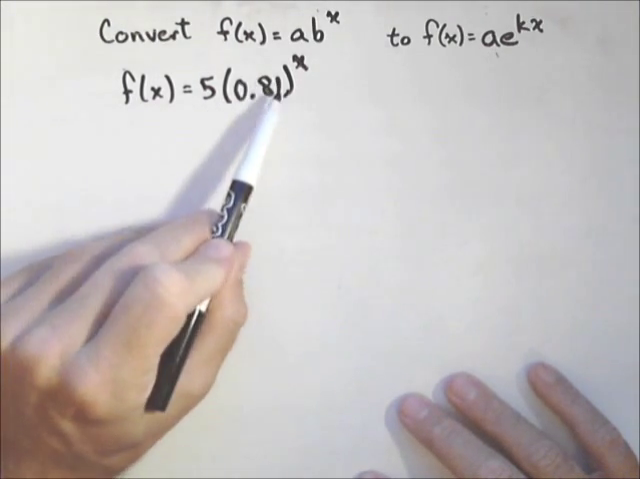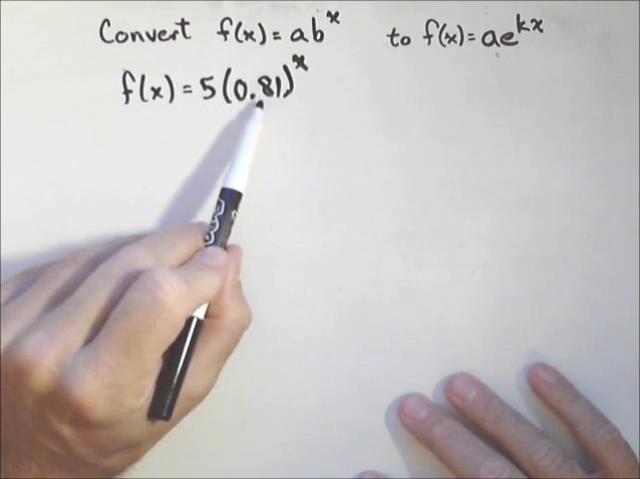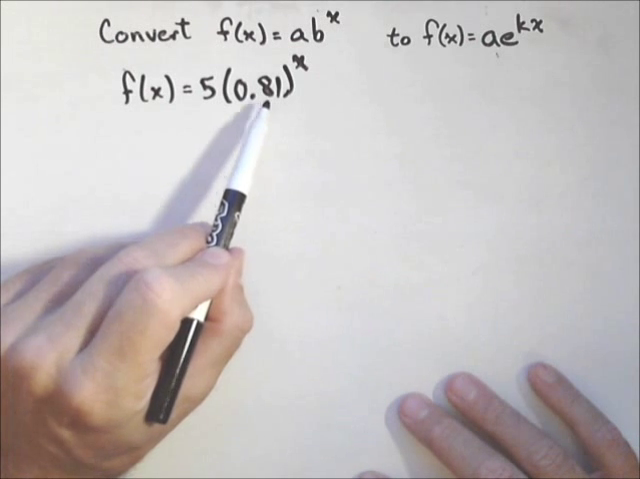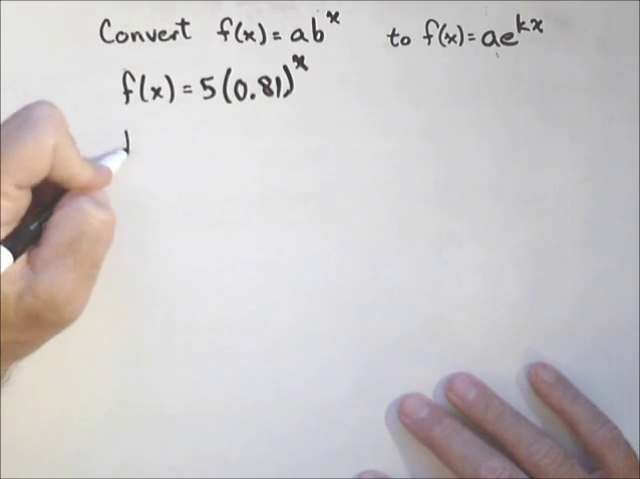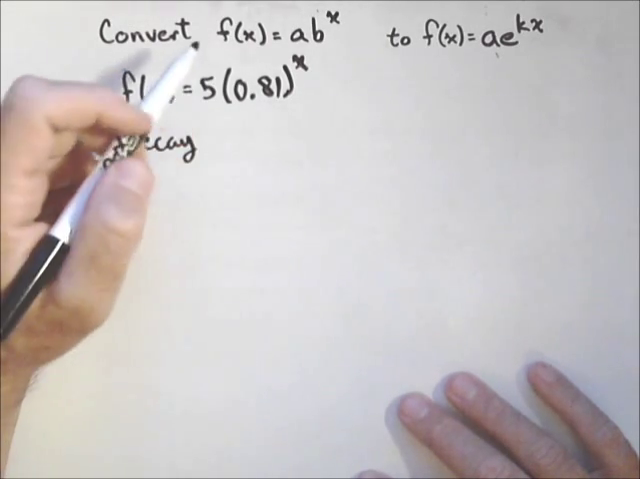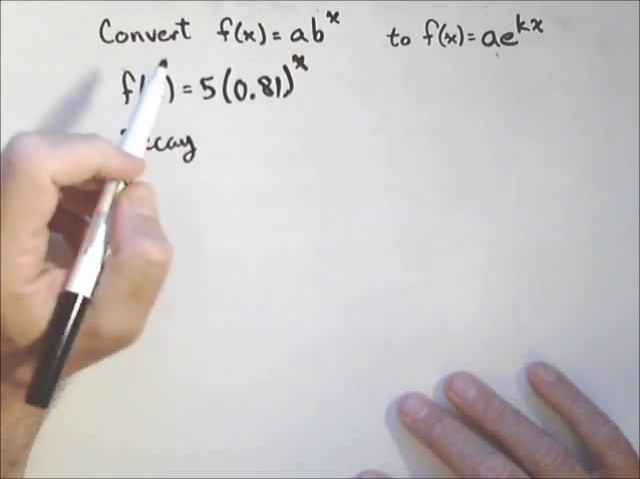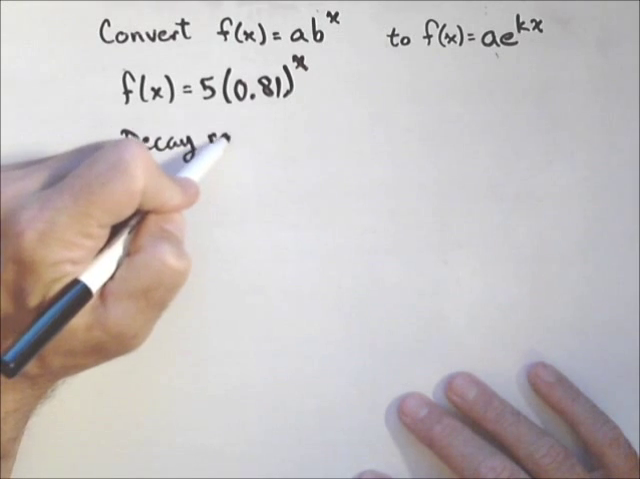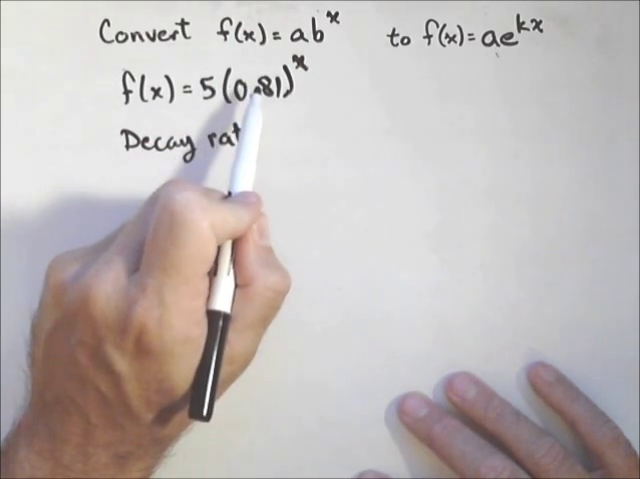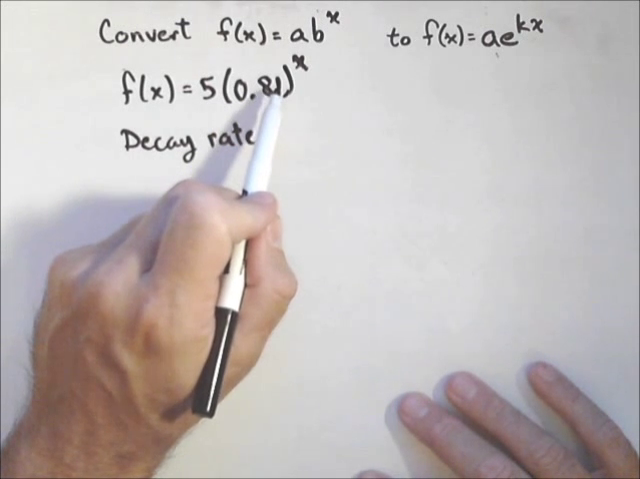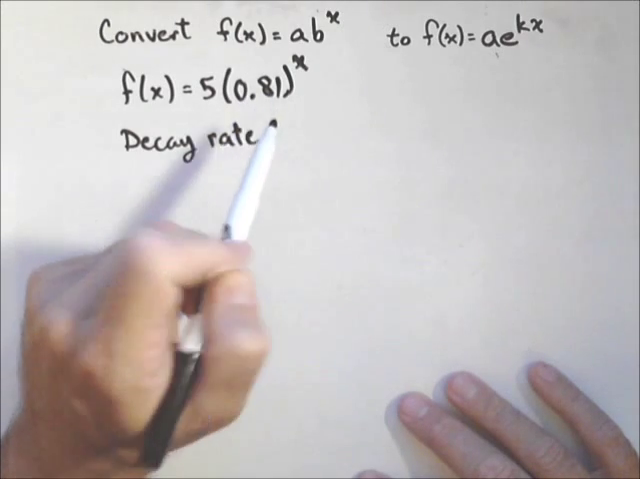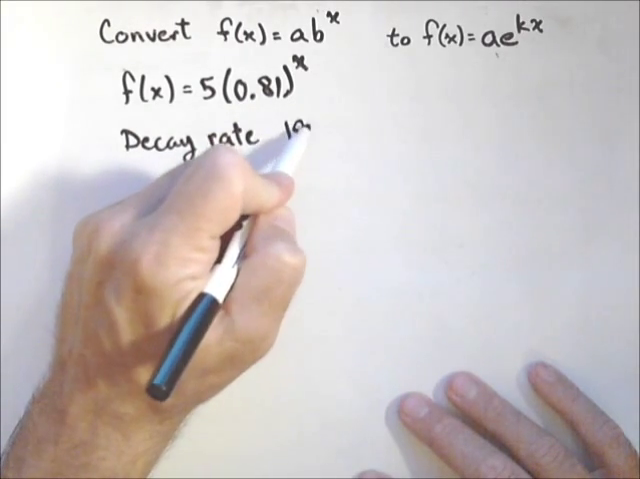What's important is to figure out what's going on. Now notice with the base and the rate. Notice here the base is less than 1, so we have a decay rate. We have some exponential item that is decaying, and now our decay rate is not 81%, because that's the amount left. It's 1 minus 0.81, which is 0.19, or we have a decay rate of 19%.